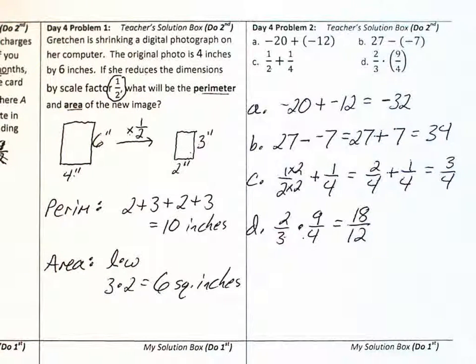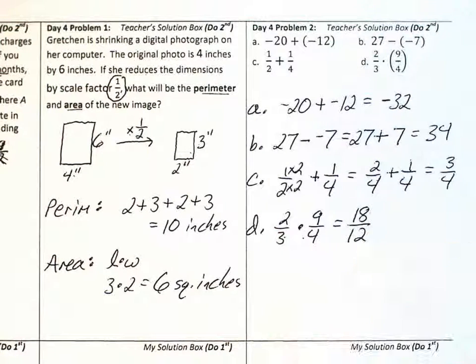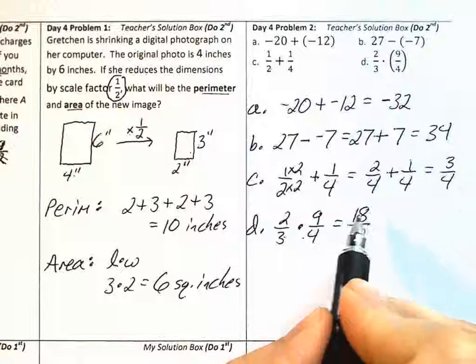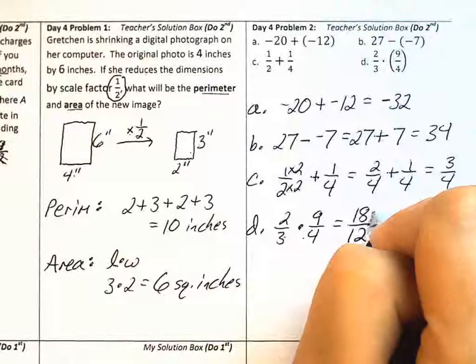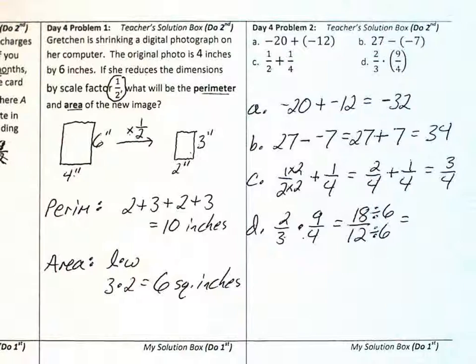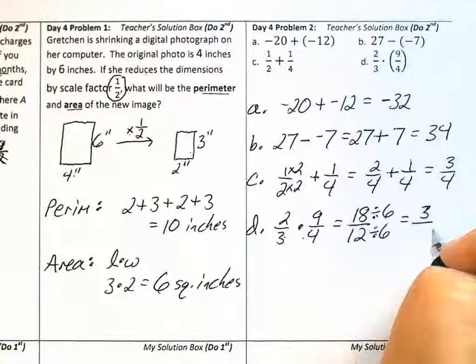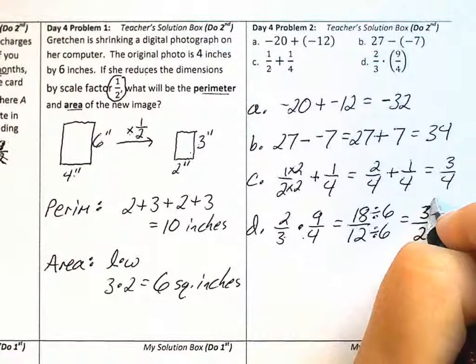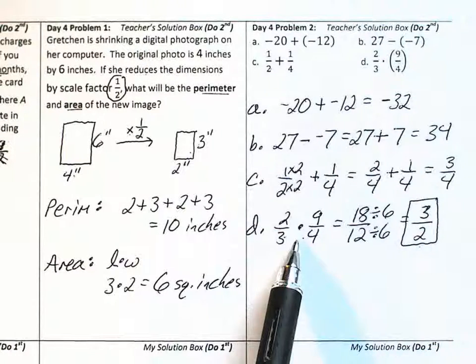But 18/12 can be reduced. There is a number that will divide into 18 and divide into 12. In fact, there's a few numbers that would divide into 18 and into 12. To reduce as fast as possible, I want to divide both of these by the biggest number I can think of. 18 divides by 6, and so does 12. 18 divided by 6 is 3, and 12 divided by 6 is 2. And so 3 halves is the answer to this multiplication problem.